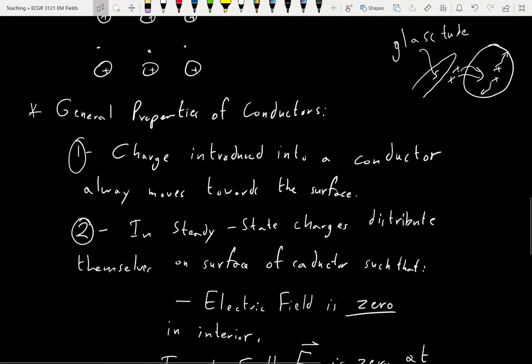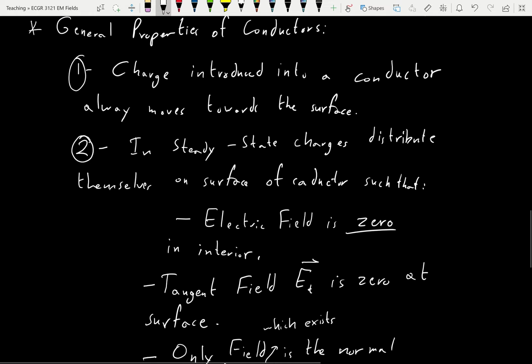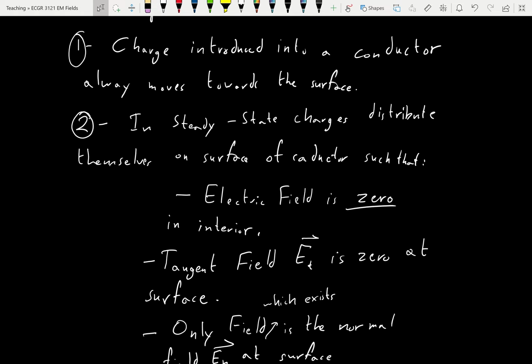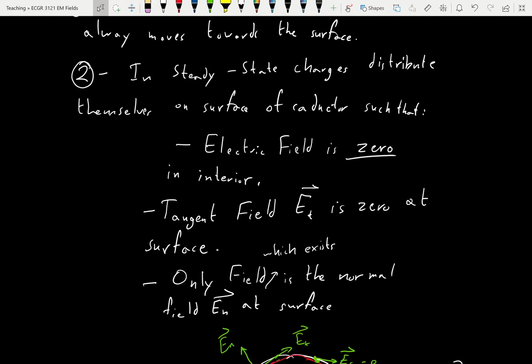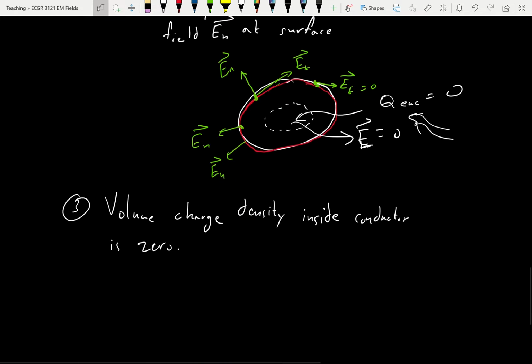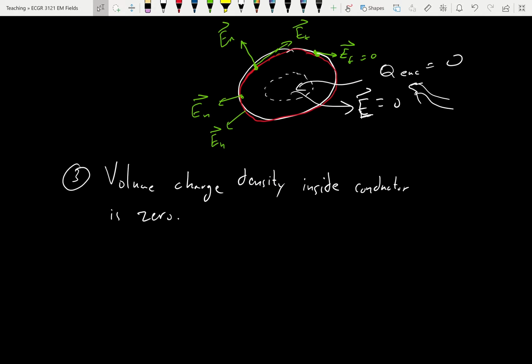Okay, so the three facts: the first is about the existence of surface charge distributions. The second is about the electric field within the conductor and on the boundary of the conductor. And the third property is about the volume charge density inside the conductor, which turns out to be zero.